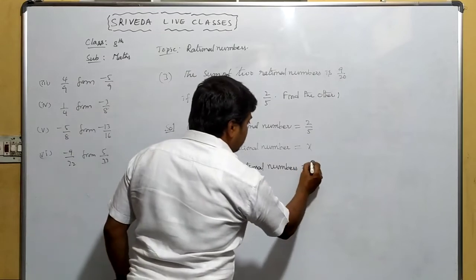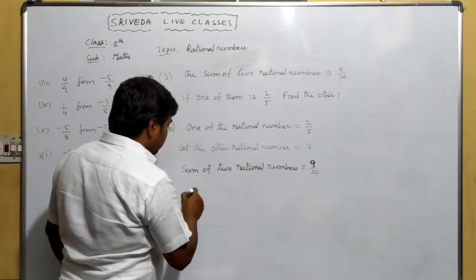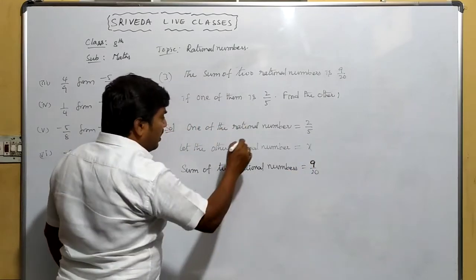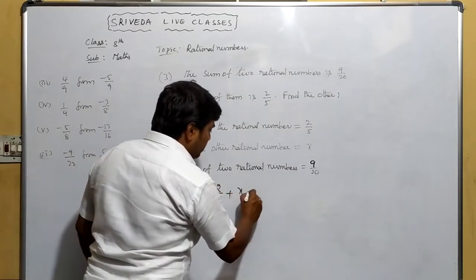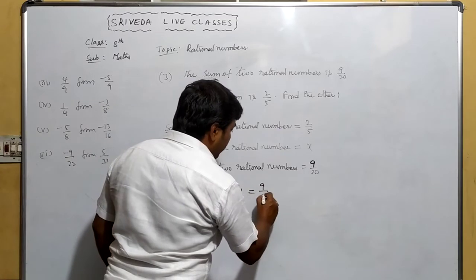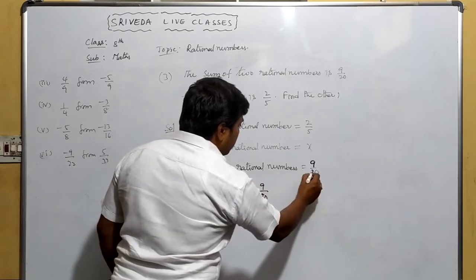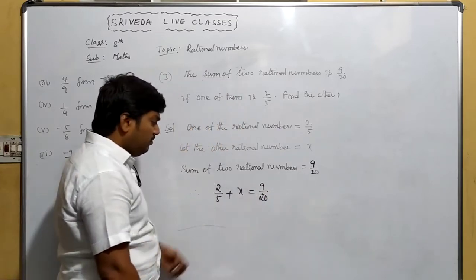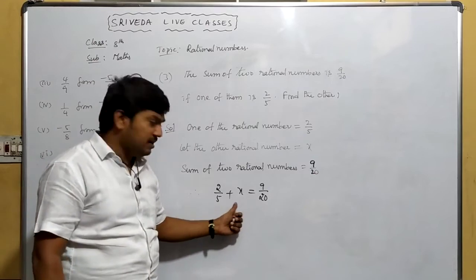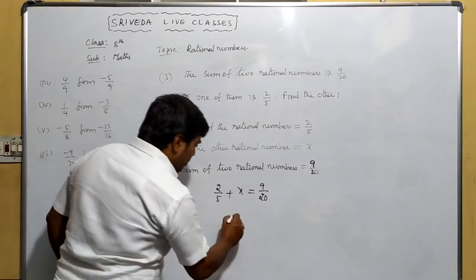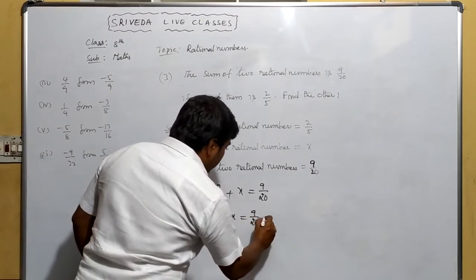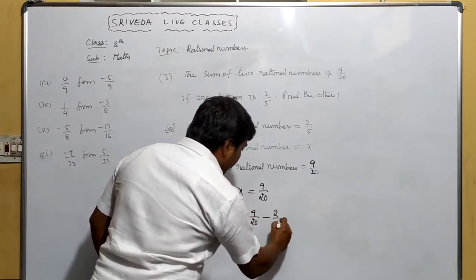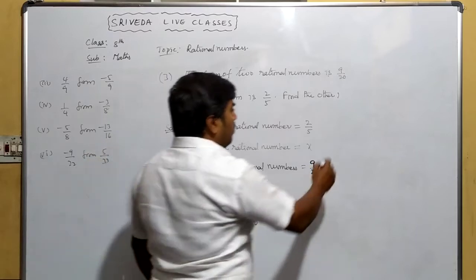9 by 20. Right? Now you see that. So 2 by 5 plus x is equal to 9 by 20. Okay. Now what we need to do? X we want. Send this to the right side now. X is equal to 9 by 20 minus 2 by 5. Okay. Now we'll do that.